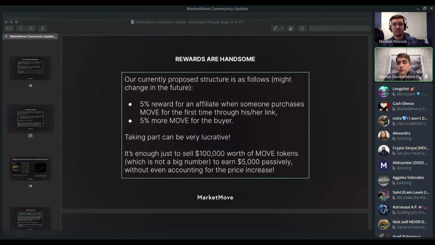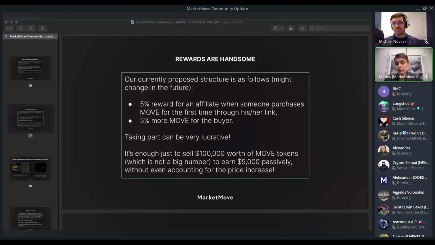This might change in the future, so please just do not get too attached to it. But 5% reward for the affiliate. Whenever somebody purchases Move for the first time, up to certain limits which are not yet established or discussed, through the link, the affiliate would just receive the reward in their wallet. And also 5% more Move for the buyer.